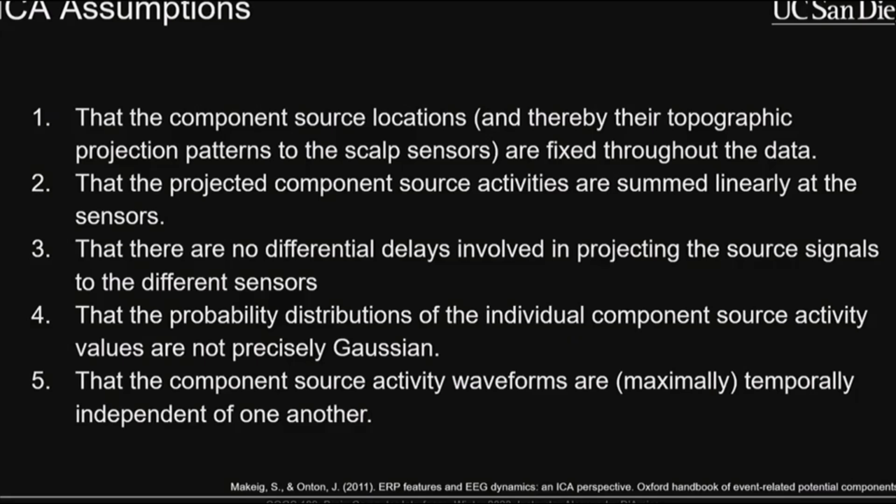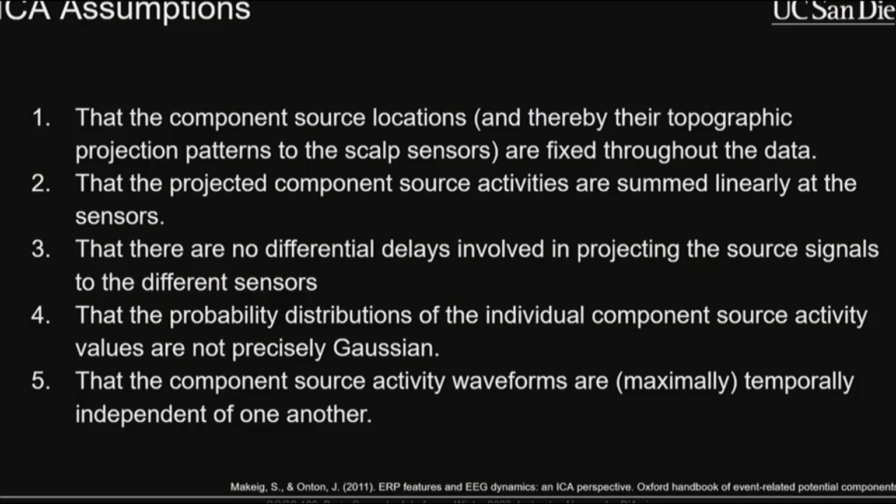Fourth, the probability distribution of the individual component source activity values are not precisely Gaussian. This is true, especially with EEG. It's mostly Gaussian, but it's not perfect. Especially if you have larger time scales, the data are non-stationary, so it's not going to be perfectly Gaussian because of that. This one's a slightly harder assumption to validate. But with EEG, the signals are not precisely Gaussian. It's a real noisy signal. If you record an infinite amount of it, yes, it'll be Gaussian, but in these small time scales, it's not going to be perfectly Gaussian.